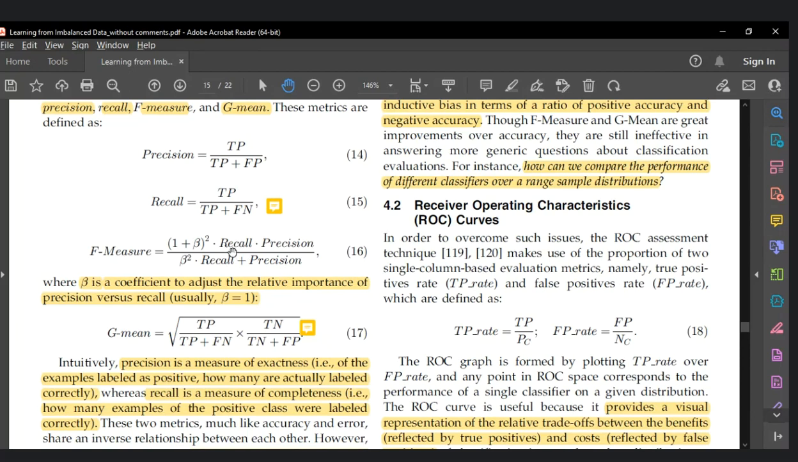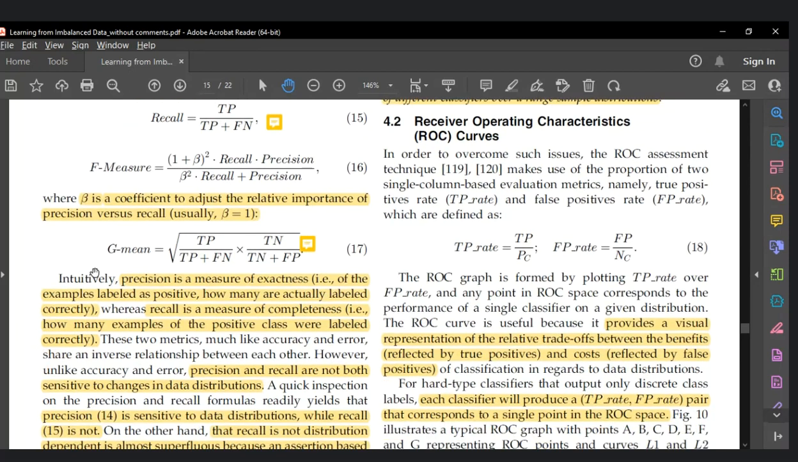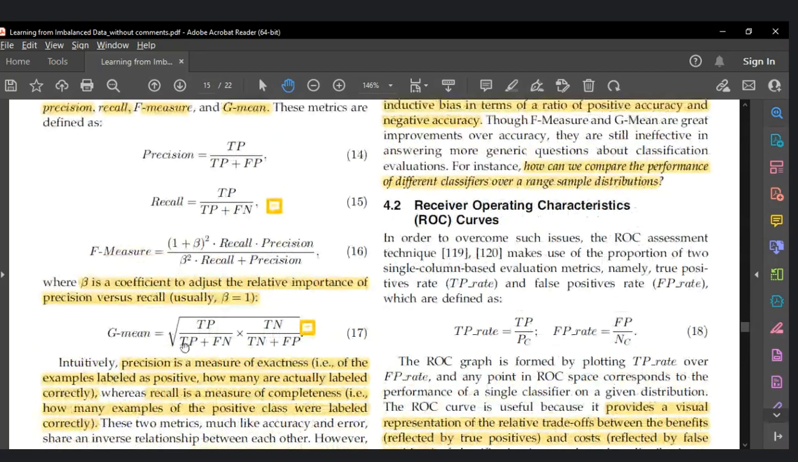And in an imbalanced data set case, this is quite widely used. This G-mean is basically a geometric mean. It's just taking the square root of sensitivity and specificity. Sensitivity in this case is true positive over true positive plus false negative, the same thing as recall. So sensitivity and recall are the same thing, and recall is also the same as the true positive rate, as you can see here.